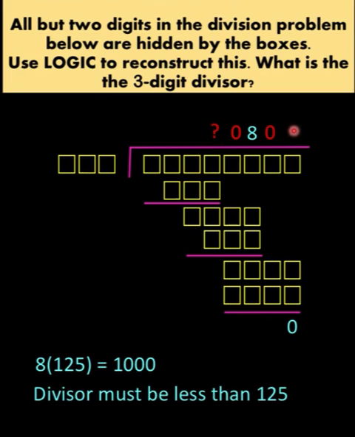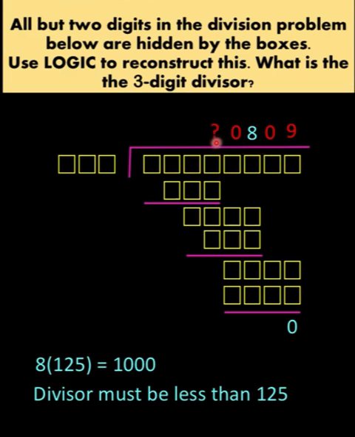Next, let's look at this last digit here. This number here times this number that must be less than 125 resulted in this 4-digit number. And so we said that 8 times a number less than 125 is a 3-digit number. In order to get a 4-digit number, this last digit here must be 9. Just like that, and we already know these 4 digits of the quotient.